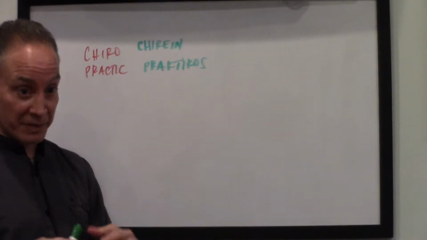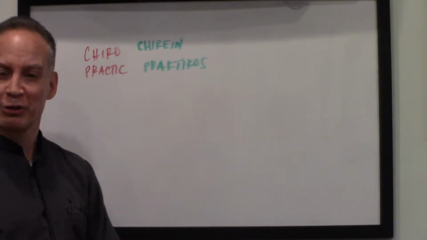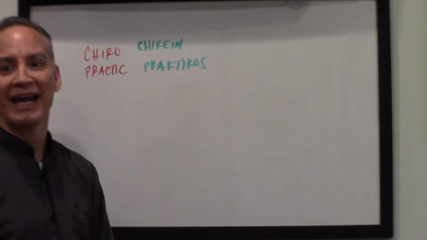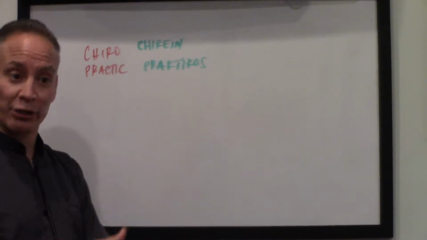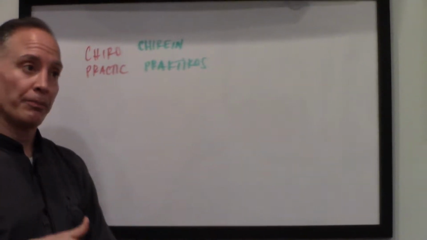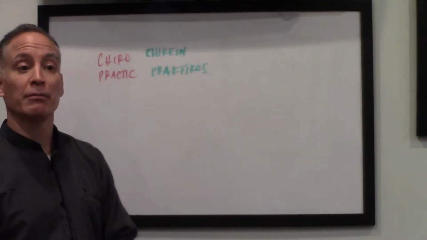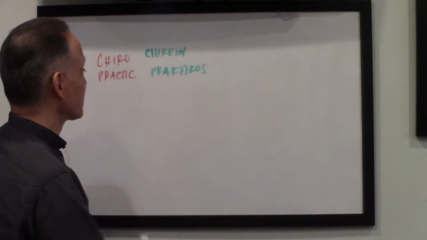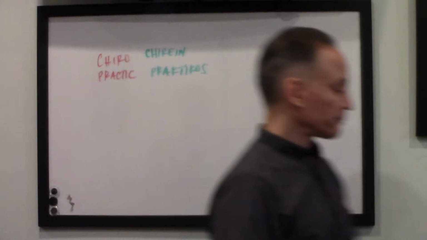And if you've ever seen an adjustment or received an adjustment, you probably know why it's called done by hand, because most adjustments are done with the chiropractor using his hands, okay, to locate different regions on spinal joints and moving them for a certain purpose. So that's the word chiropractic.